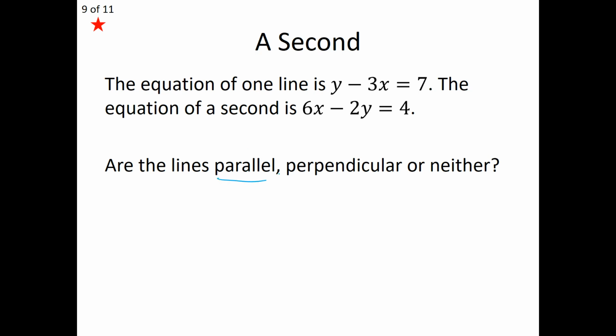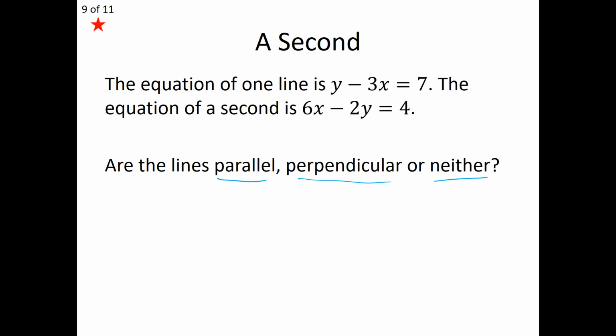Well, parallel means we'll find the slopes to be the same. Perpendicular means we'll find the slopes to be then opposite reciprocals, and neither means it doesn't fit into any one of those categories. They're neither the same, nor are they opposite reciprocals. So in order for us to do this, we have to find the slope of each line. Now be careful, the slope is not just simply the value in front of the x. We must have it in one of our slope forms, or one of our forms of a line.